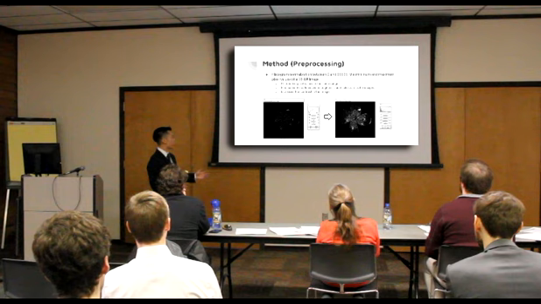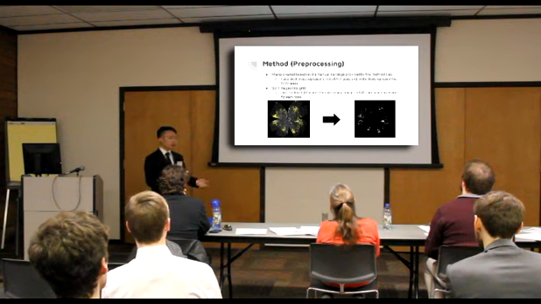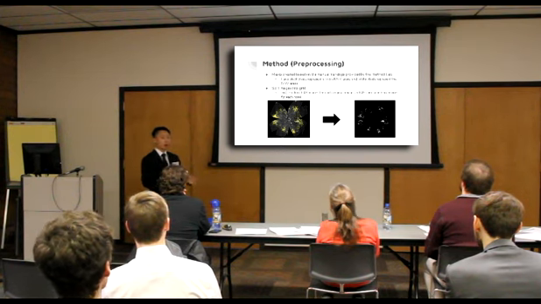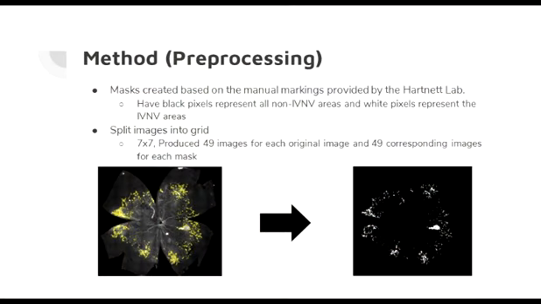And it also increases the contrast in the image, so you can identify IVNV easier. So after doing this, I was able to create masks. Those are a way for my method to learn what is IVNV and what is not IVNV in these images. In these masks, you have white and black pixels. The white pixels would represent the IVNV, and the black pixels would be non-IVNV. These masks were created from the manual markings that you can see here of the HeartNet lab.